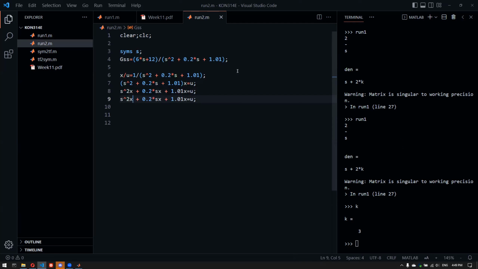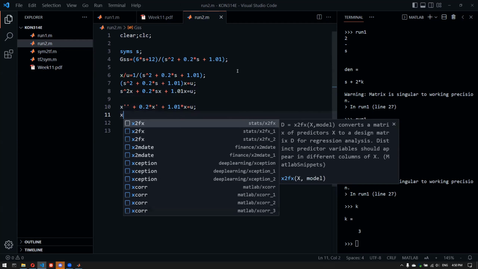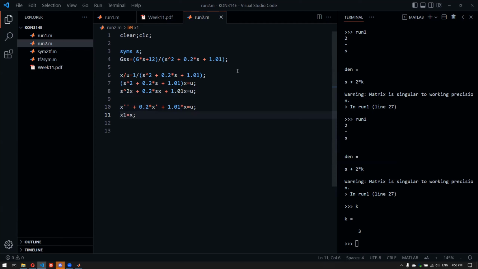So if I have s squared times x, it means the second derivative of x, and this is going to be the first derivative here, and that's just going to be itself. So now I have the differential equation. Now it's easy to convert the differential equation because I always start with x1 equals x. I take the derivative of x1, which is x derivative, which is going to be x2. And then x2 derivative is just going to be x double derivative. And I stop here because the highest order term is the second derivative of x. So therefore, I'm just going to use this.